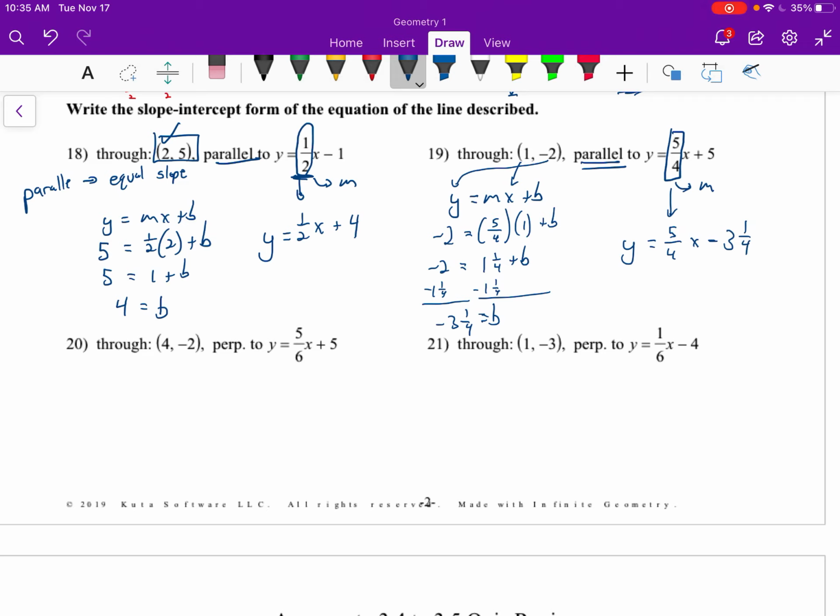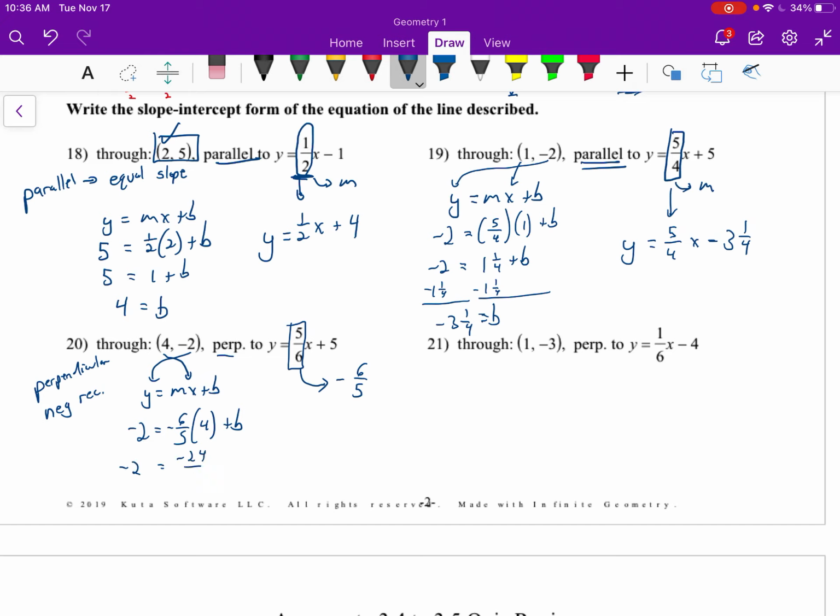And the last two, remember, perpendicular lines have slopes that are negative reciprocals. So flip and make it negative, or change the sign, I should say. So since it's perpendicular, our slope is going to be -6/5. We want the opposite reciprocal or negative reciprocal, flip it, change the sign. So now we can do y equals mx plus b. We can plug in our point and the slope. So -2 equals -6/5 times 4 plus b.